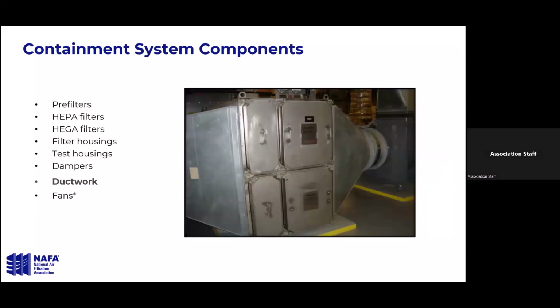So some of the things you'll see from a component standpoint with containment housings. You're going to generally see pre-filters, HEPA filters and/or HEGA filters, and the filter housing itself that holds those filters. Depending on the application, you may have test housings connected to these filter housings. Those test housings can either be an overall efficiency test housing, or a scan test housing where you're actually moving a probe over the face of that filter to test for any pinhole leaks.